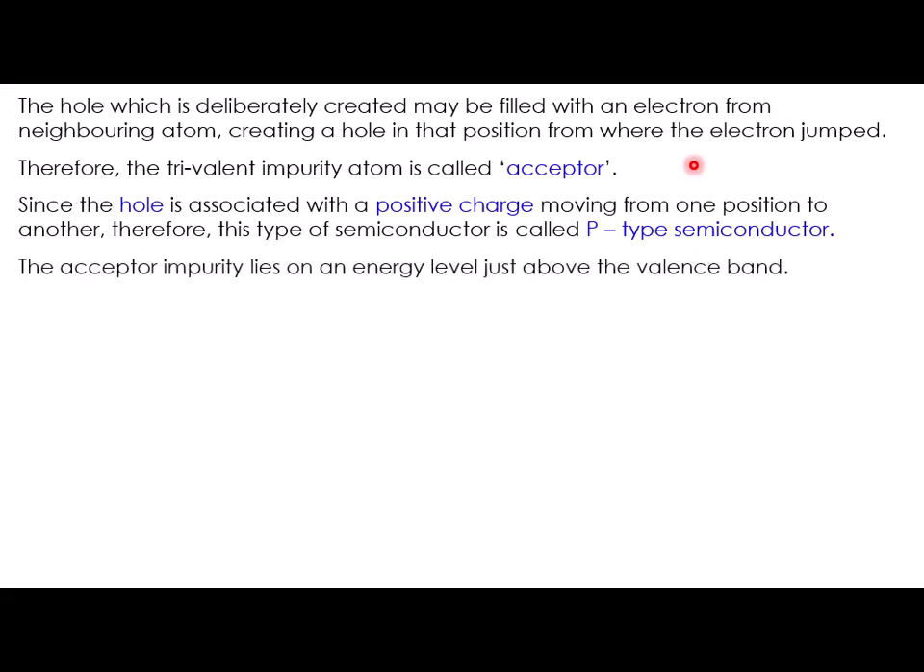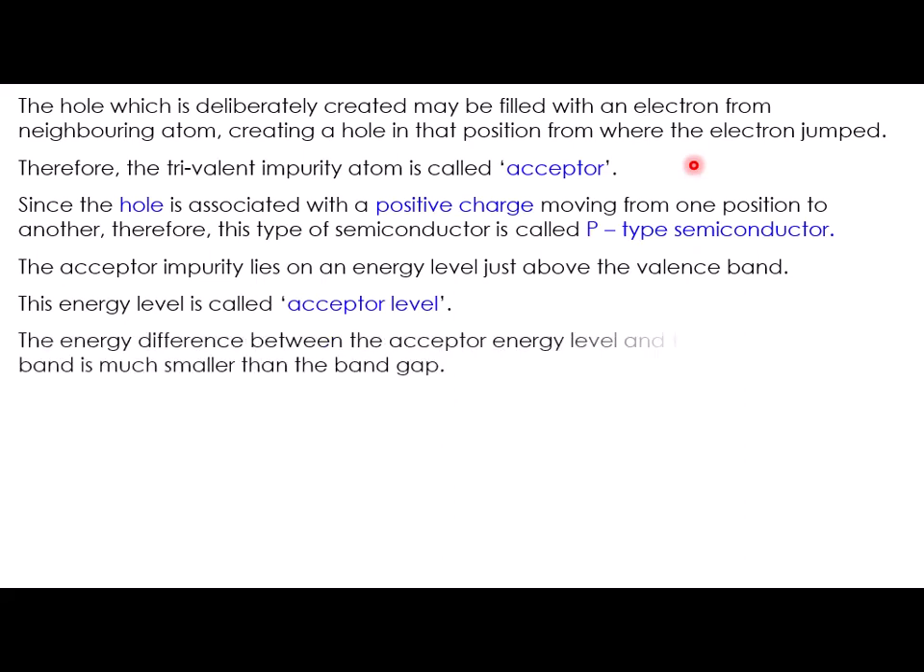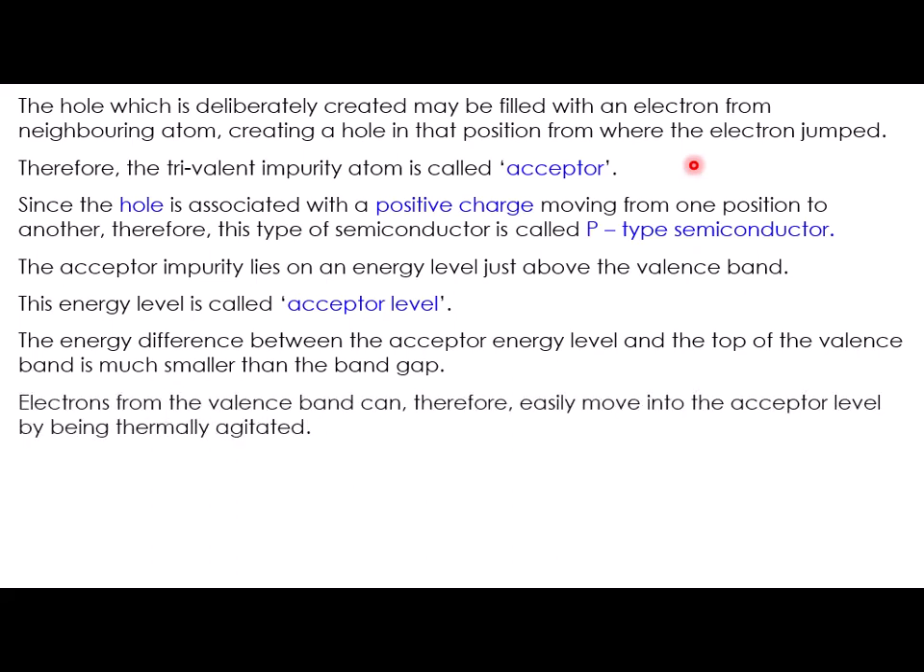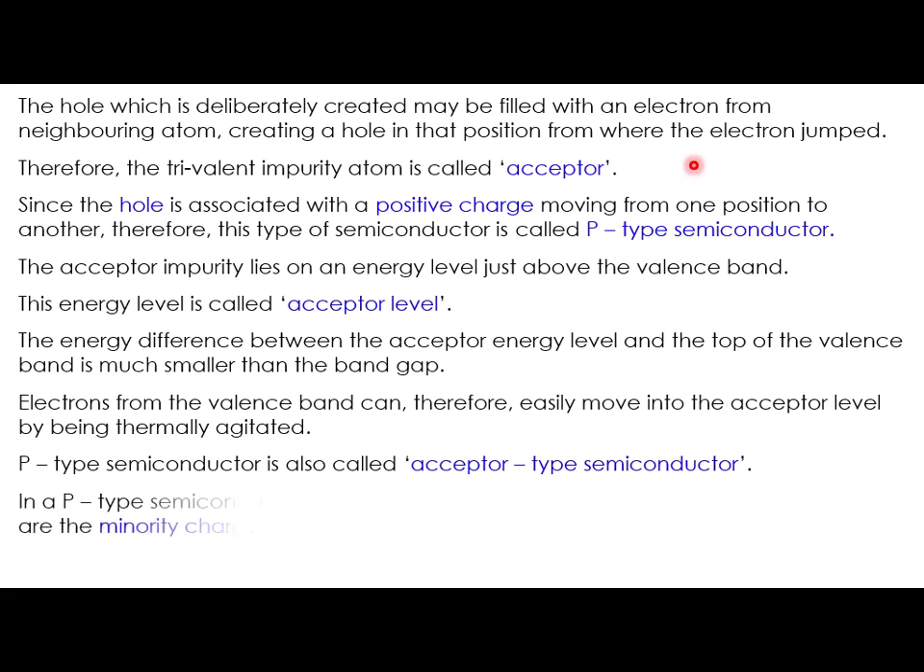The acceptor impurity lies on an energy level just above the valence band. This energy level is called the acceptor level. The energy difference between the acceptor energy level and the top of the valence band is much smaller than the band gap, so that with very little energy, electrons from the valence band can easily move to the acceptor level by being thermally agitated. Therefore, the p-type semiconductor is also called an acceptor type semiconductor.